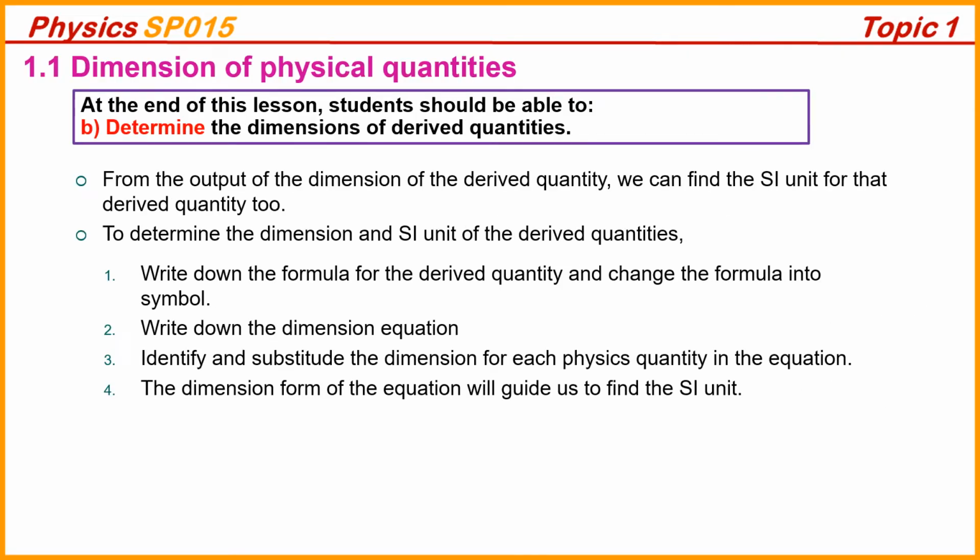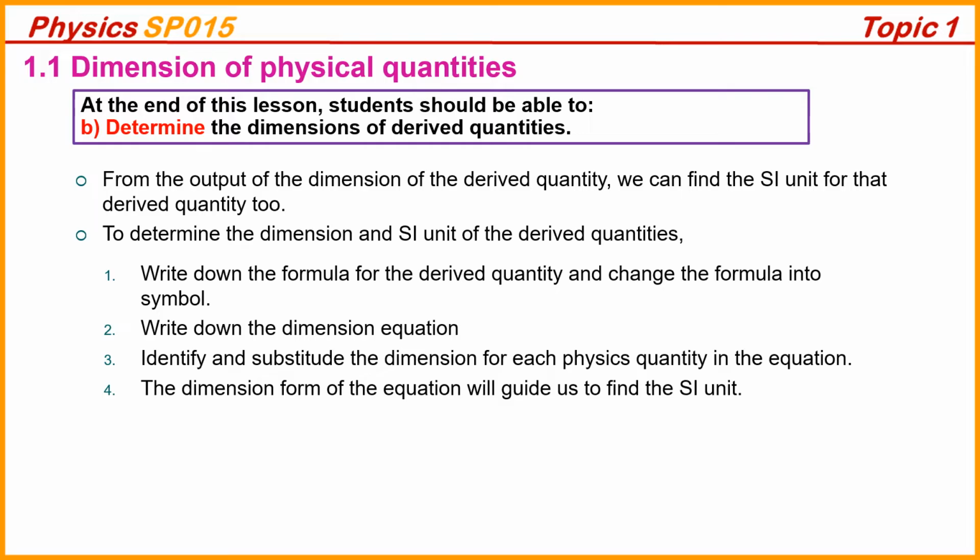The second subtopic is to determine the dimension of the derived quantities. Actually, from the output of the dimension of the derived quantity, we can identify the SI unit for that derived quantity. So, to determine the dimension and also the SI unit for the derived quantities, first you need to write down the formula or equation for the derived quantity and change that formula into symbol.